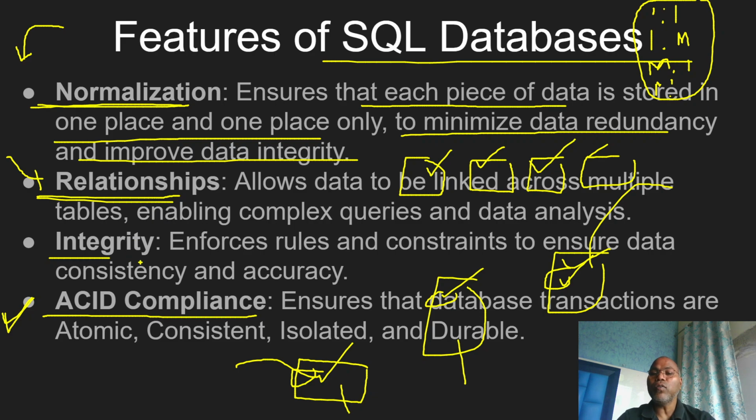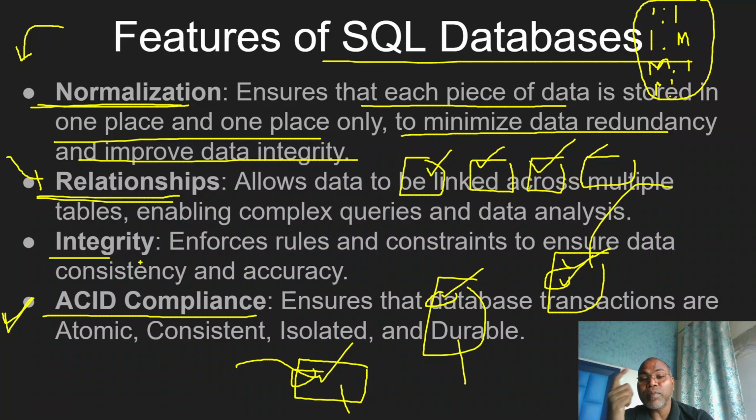Okay, so tables are allowed to be linked across multiple tables. Why this relationship? This relationship helps us make very complex queries and data analysis. If you want to analyze data, you need to make a relationship. If there is no relationship between different tables storing data, you cannot analyze that data. So for analysis and for getting some conclusion from the data, we need a relationship.